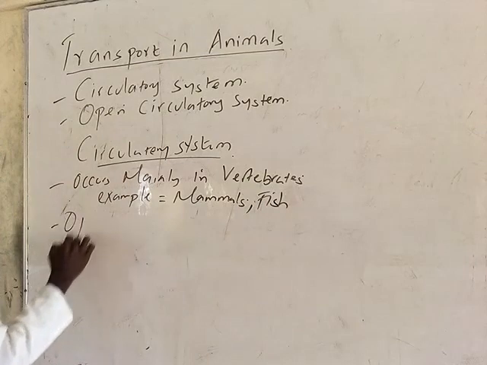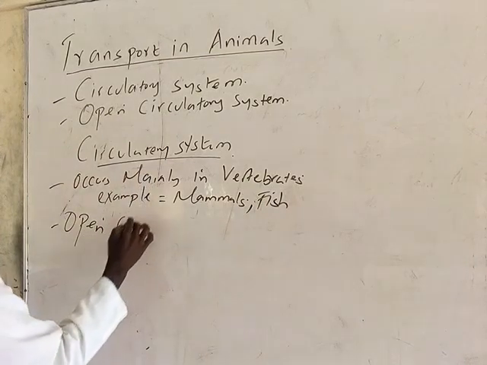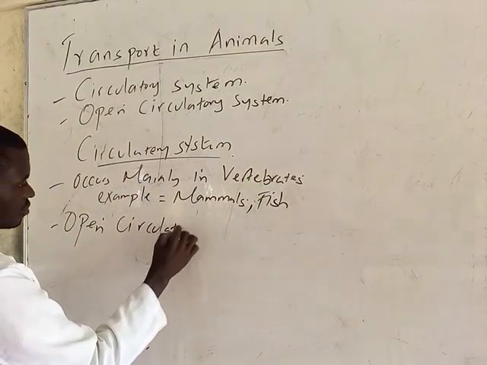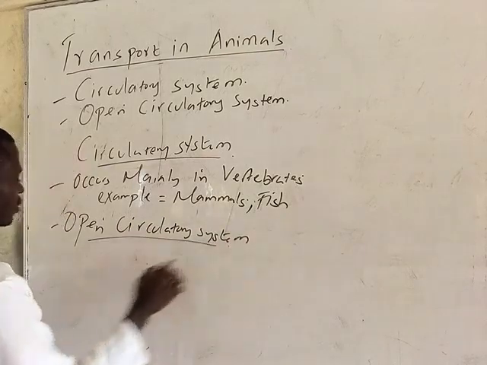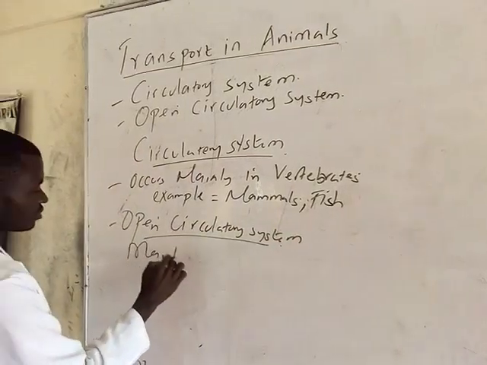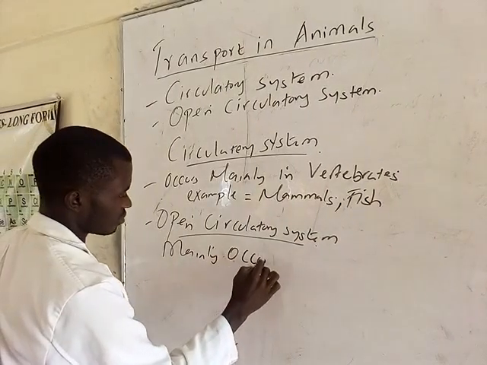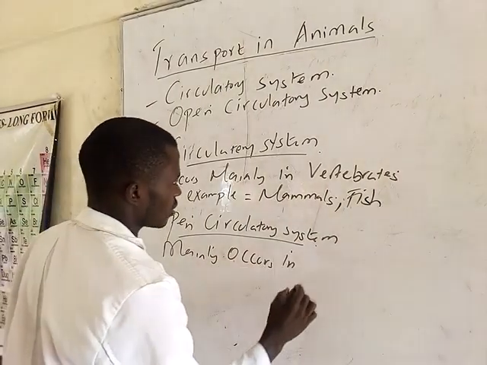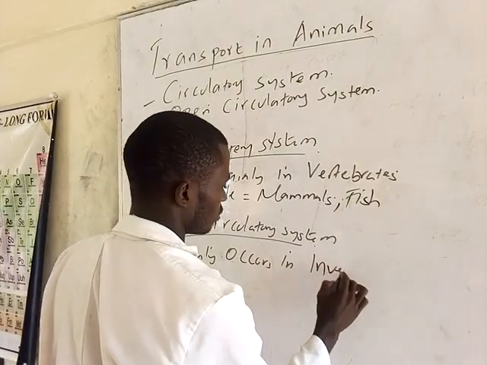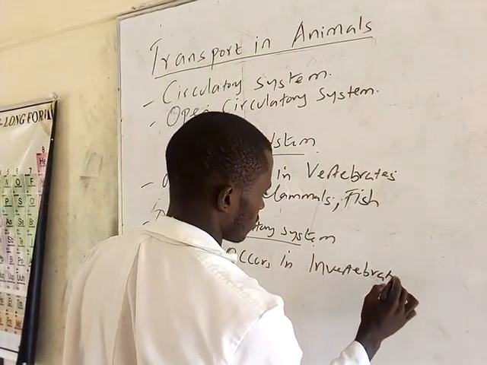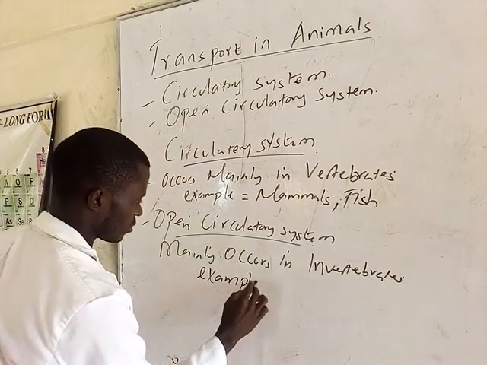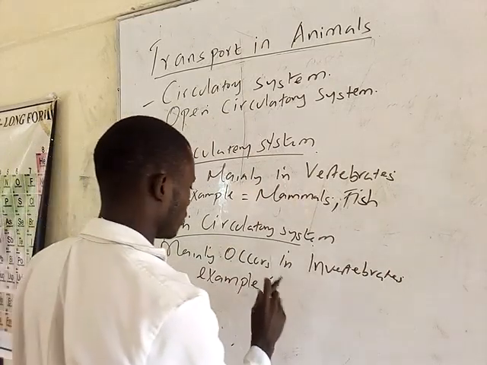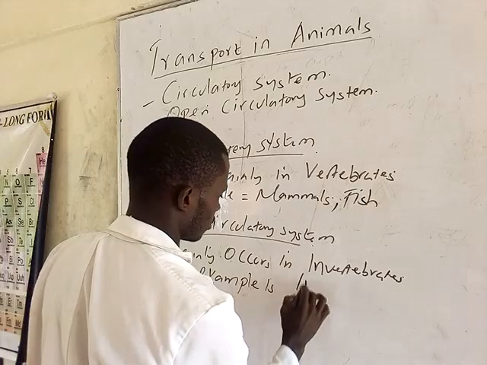In the open circulatory system, it mainly occurs in invertebrates. An example is insects.